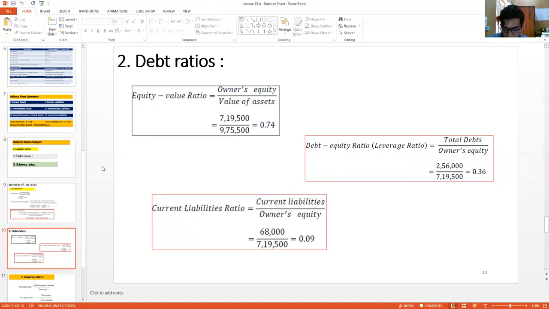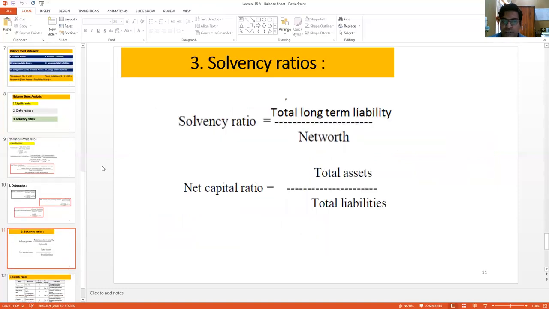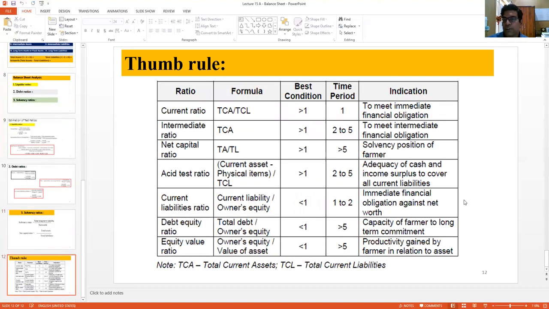Then lastly, we have the solvency ratio, where we have the simple solvency ratio, nothing but total long-term liability by net worth. It shows whether the farmer is able to repay the long-term debts or long-term loans with his net worth or not, right? Then the net capital ratio, NCR, nothing but total assets upon total liabilities. So we have the thumb rule, which I have told you, right? So with this, we'll end this class.